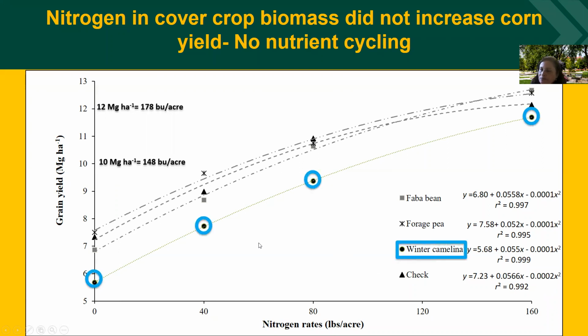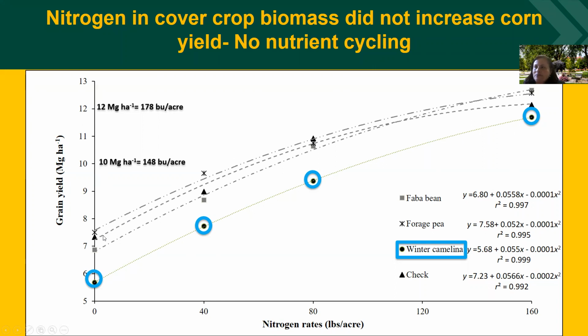So what we expect, if there's any cycling from the cover crop to the corn, we will expect that at 0, we will have a higher yield on the cover crops than the check. Check line are these black triangles, and you can see that winter camelina actually had lower yield at all nitrogen rates. Now, at all nitrogen rates, corn responded, increasing yield, regardless what cover crop we had.